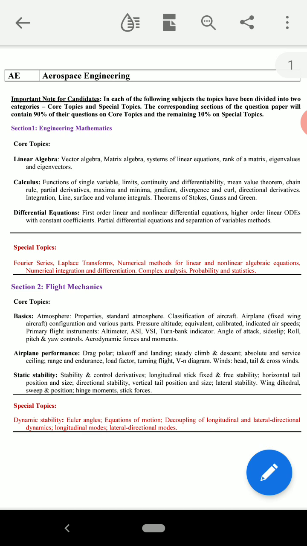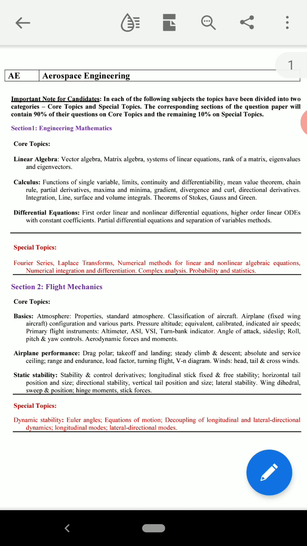Important note for candidates. In each of the following subjects, the topics have been divided into two categories: core topics and special topics. The corresponding section of the question paper will contain 90% of the questions on core topics and the remaining 10% on special topics. So we will go through the syllabus now.